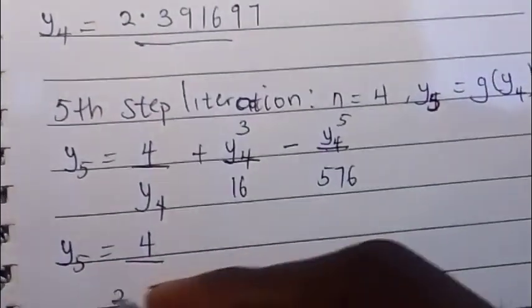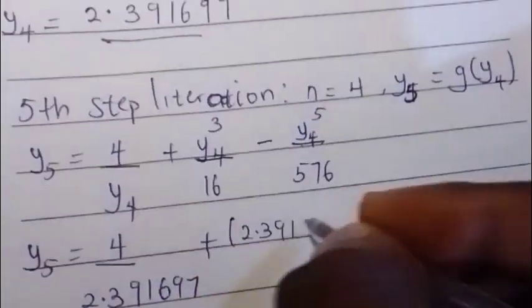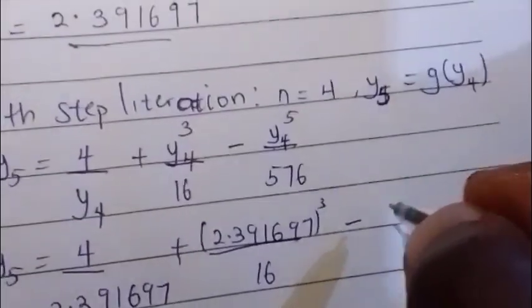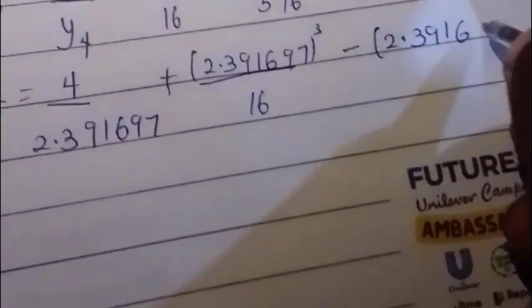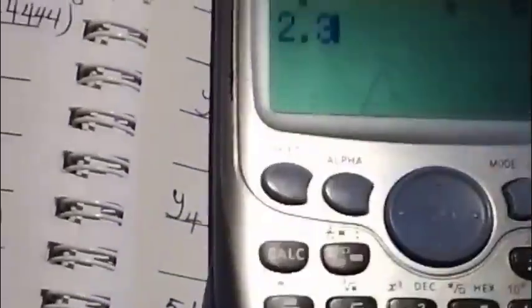So I'm having 4 divided by 2.391697 plus 2.391697 cubed divided by 16 minus 2.391697 to the power of 5 divided by 576. And this is the last lap, so I am going to congratulate us for staying through this video to see the end of this. So I will just put in my y sub 4, the usual. My y4 in this case is 2.391697. Please, you have to make sure that everything is correct.